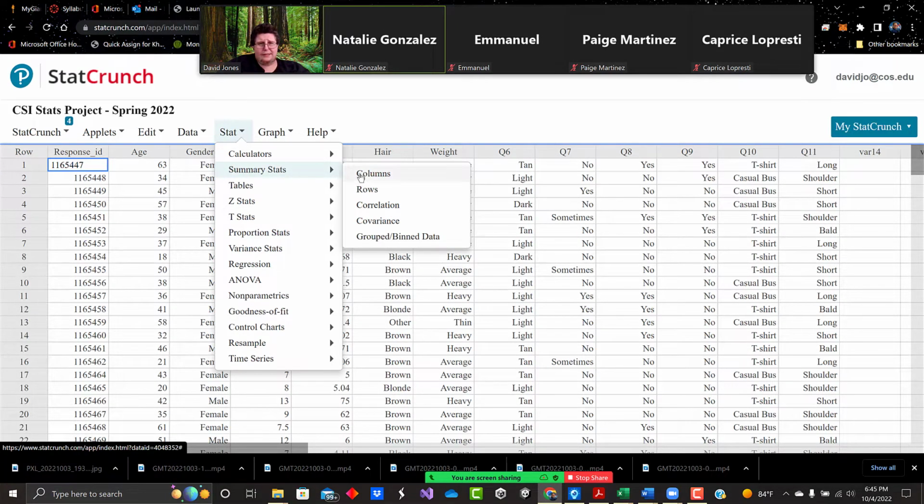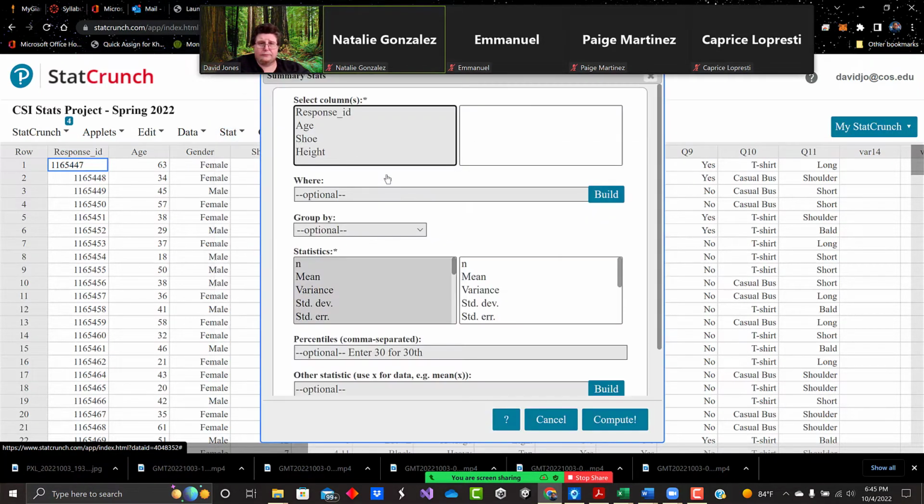First stats, summary stats, columns. You can do rows if the data is organized by a row where each person was one column, and so going across rows was responses. That is not a normal event. Normally we like to do individual entries as each line going down and responses going from left to right. So columns is the common one. We looked at shoe size.